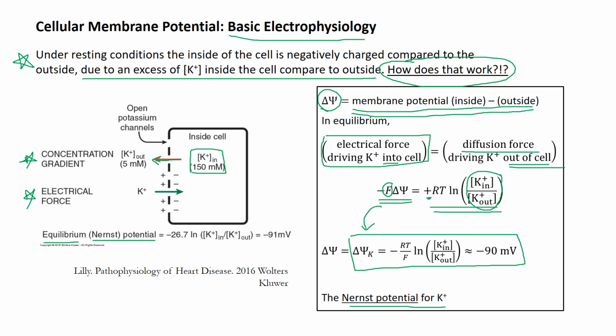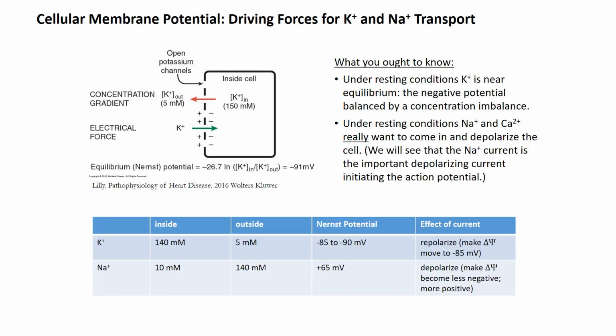Again, what that means is that's the electrical potential that you get when diffusion is balanced by the electrical field force. Okay, and so for potassium, the equilibrium potential works out to be around minus 90 millivolts, minus 90 inside compared to the outside. So that's a little bit of electrophysiology math for you.